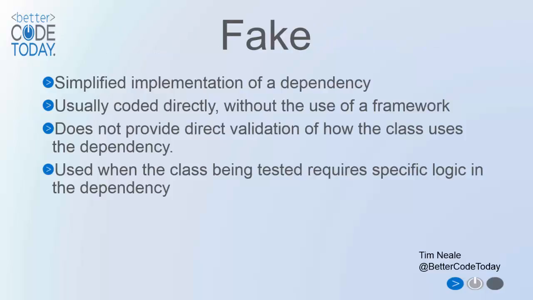A fake is a simplified implementation of a dependency. Typically, you would write it manually without the help of a framework, probably implementing the dependency interface but only writing the bare minimum amount of code needed to make your tests pass. You may find that entire properties and methods don't need to have an implementation, or if they do, they may just return a fixed value. Although the advantage of fakes is that if you do need more complex code to keep the test happy, it's relatively easy to do this.